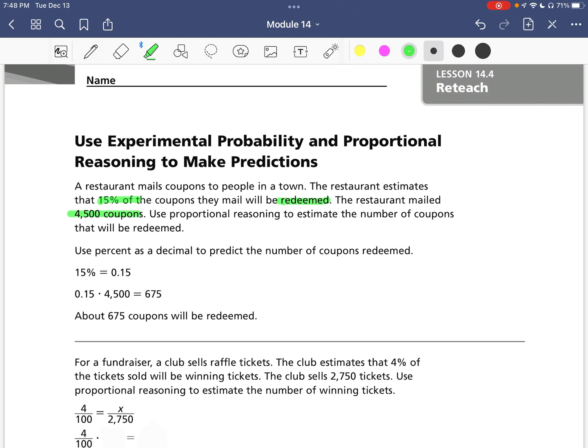So we have an estimate that 15% of them will be used. So we need to figure out what 15% of 4,500 is. We first need to change that to a decimal, which is what they do here. And then in math world, "of" means multiply. So 0.15 of 4,500 will give us 675 coupons being redeemed.